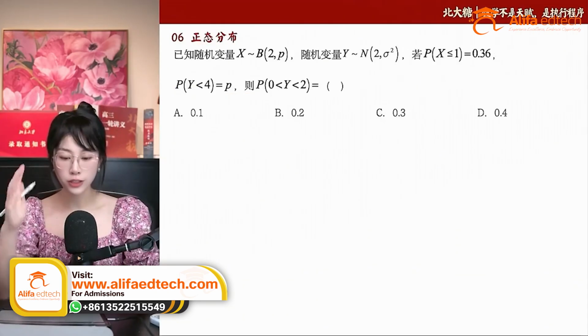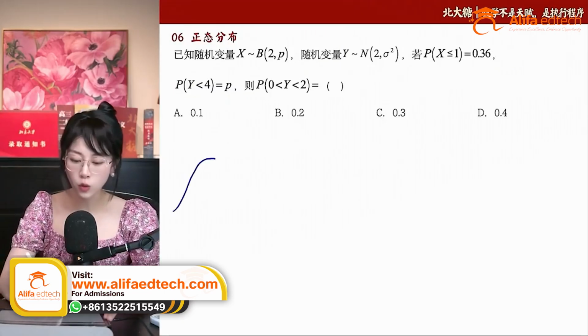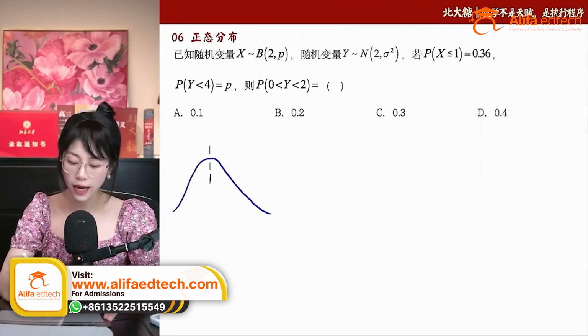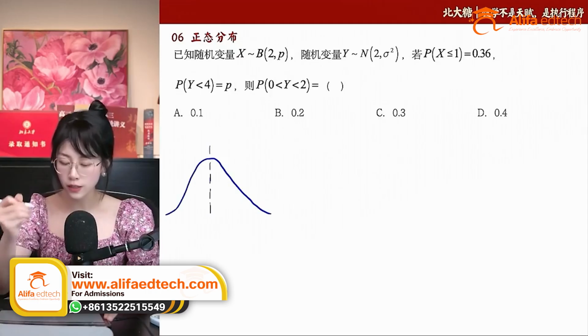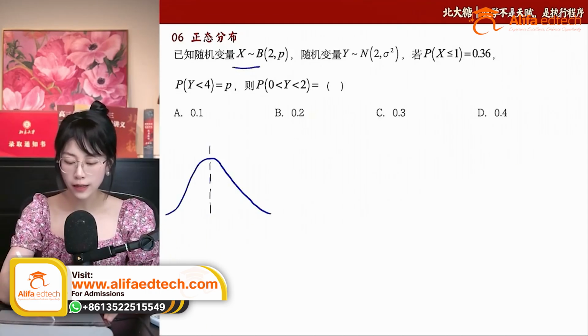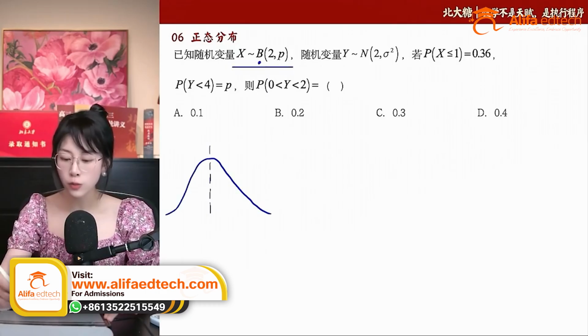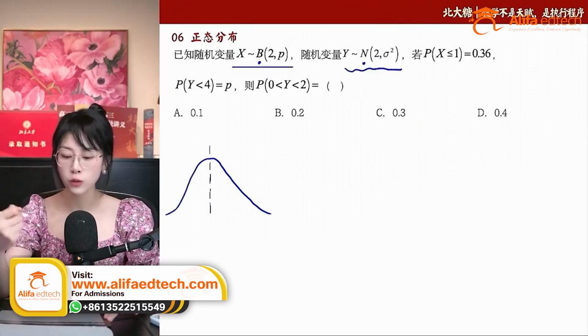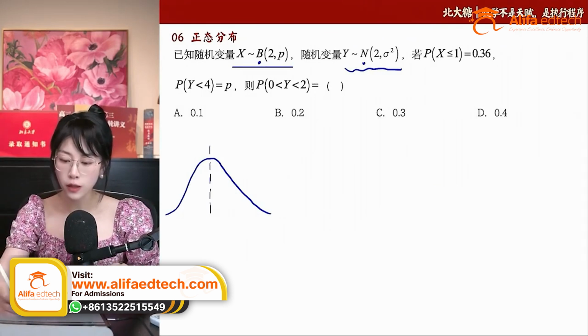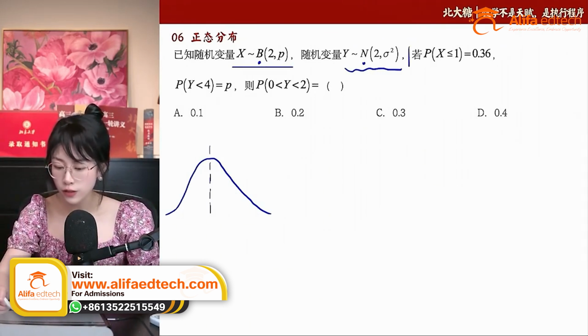Now let's look at question 6. What is being tested in the normal distribution here? Students, it's testing the area of symmetry and so on. First, let's look at x, which follows a binomial distribution. B here refers to the binomial distribution. As for y, it follows a normal distribution. N here just means the standard normal distribution. Now, P of x less than or equal to 1 is equal to 0.36.